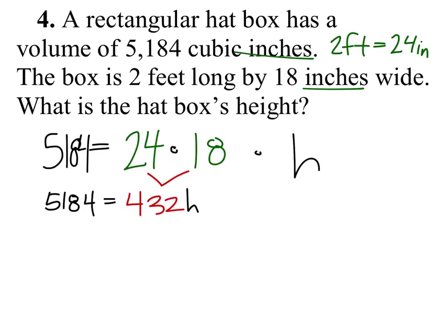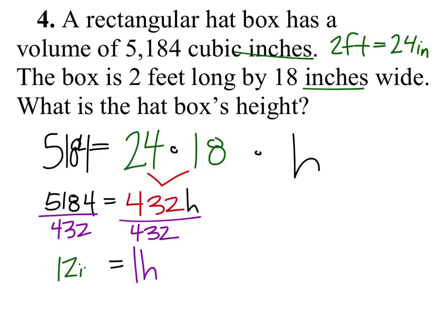So then I got 5,184 equals 432H. Then we'll divide both sides by 432. That gives me 1H. And after putting that in my calculator, 5184 divided by 432, I got 12. Now we need to remember to label this, especially on the test. This is in inches, so it looks like the height is 12 inches.